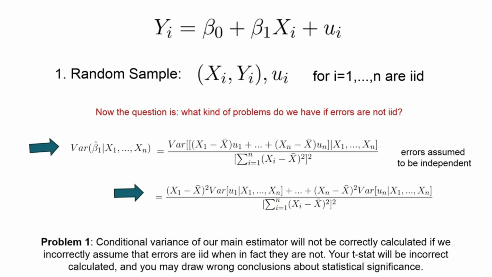And so if the errors are not IID, one problem that we're going to definitely have is that the conditional variance of our main estimator, and when I say main estimator, I'm talking about beta 1 hat, will not be correctly calculated if we incorrectly assume that errors are IID when in fact they are not. Your t-stat will be incorrectly calculated and you may draw wrong conclusions about statistical significance. So this is our first problem, and there may be other problems as well, but this is the most obvious one. Okay, let's go to our next assumption.